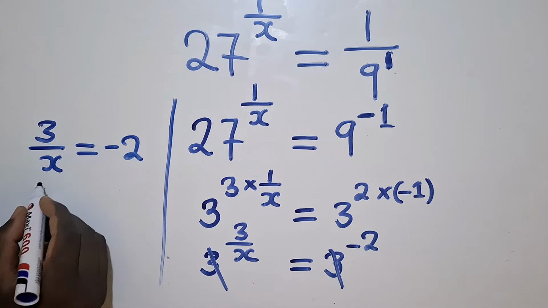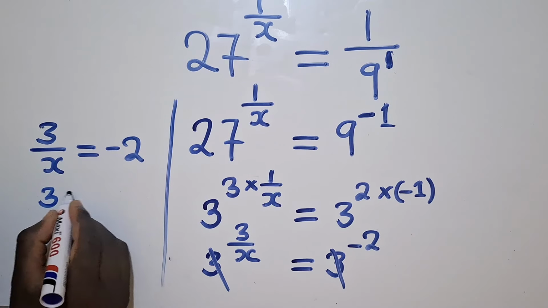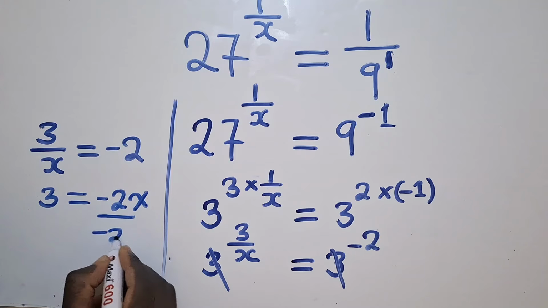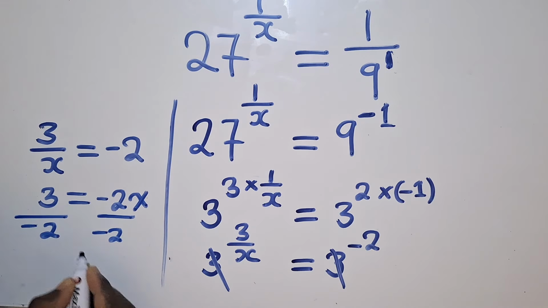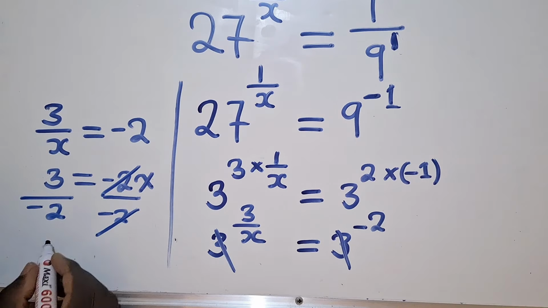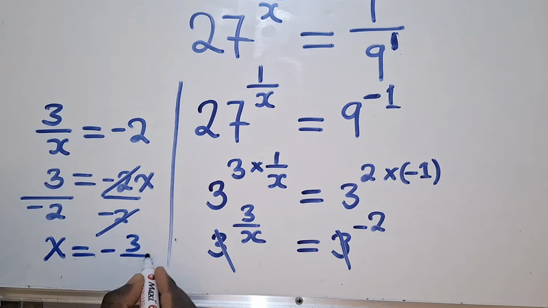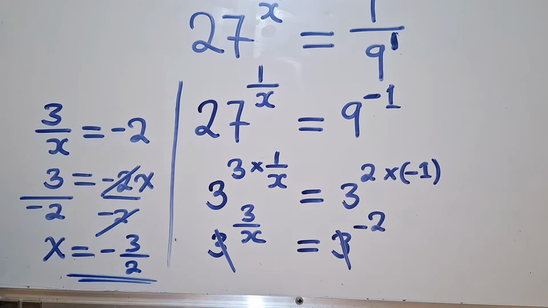Now to solve for x, we cross multiply. And this is what we are getting. We divide by negative 2 by negative 2, so this and this will go. The value of x will simply be equal to negative 3 over 2. So this is the value of x.